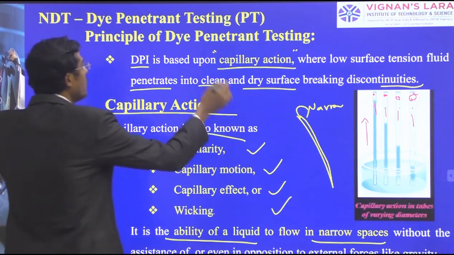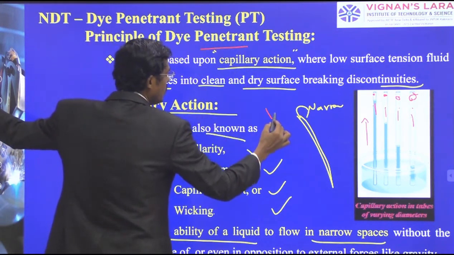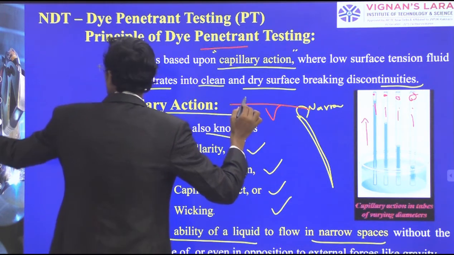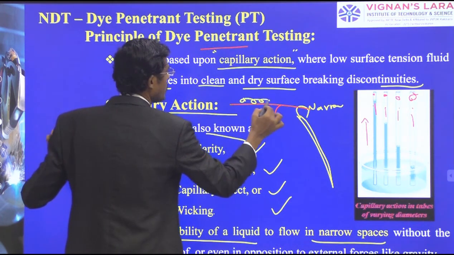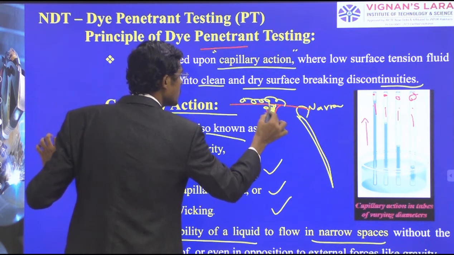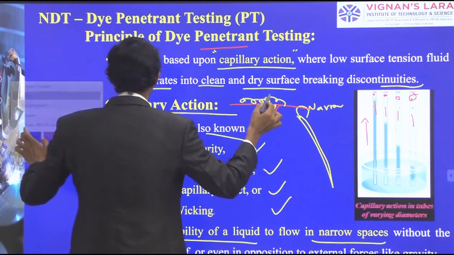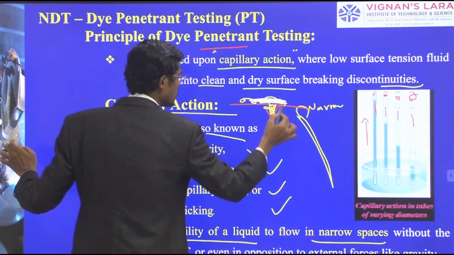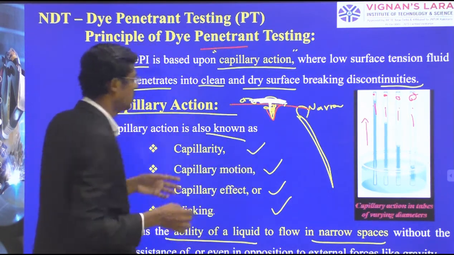We use this method for penetrant testing because the crack is available here and we are going to pour the liquid on the surface. It wants to penetrate here and it should fill. And when we apply the developer, it should come upward and fill here. So that is what happens.